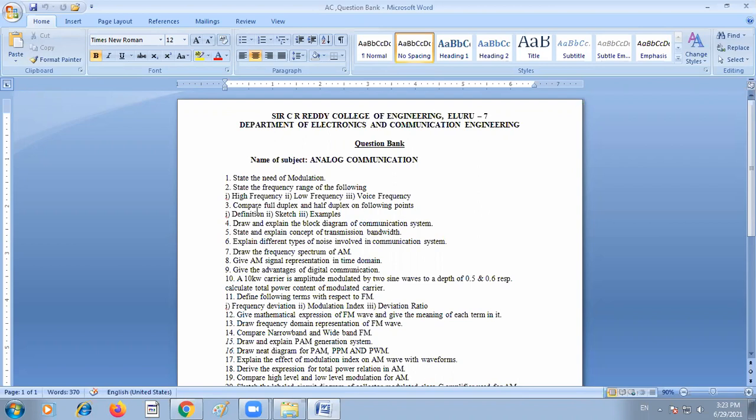And the eighth one is give the AM signal spectrum in time domain. In the time domain concept, FC plus FM and FC minus FM is the frequency domain. In the time domain, there should be an envelope. The envelope has a maximum and minimum. Using the envelope, the modulation index is (V maximum minus V minimum) by (V maximum plus V minimum). So that is the envelope. In the time domain, you have to draw the envelope. When you apply the Fourier transform to the envelope, it is converted to the frequency spectrum.